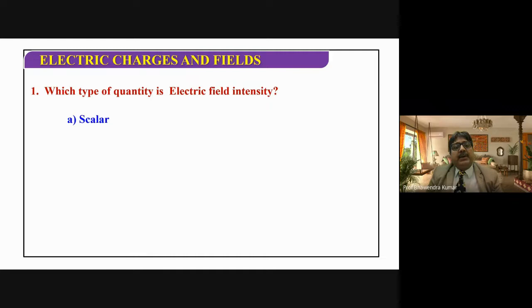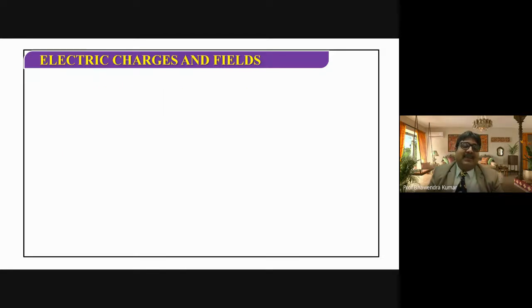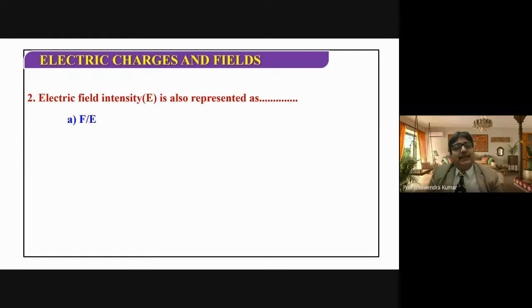Which type of quantity is electric field intensity? Which option is correct? Option B is correct. How can electric field intensity be represented? Option D is correct.